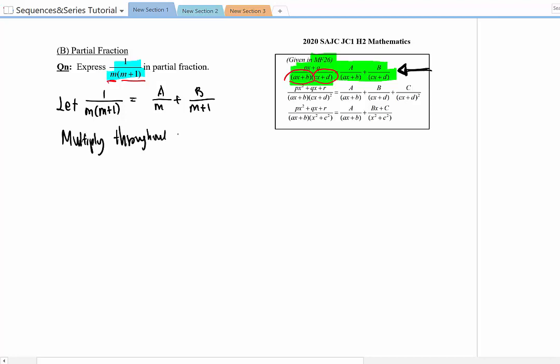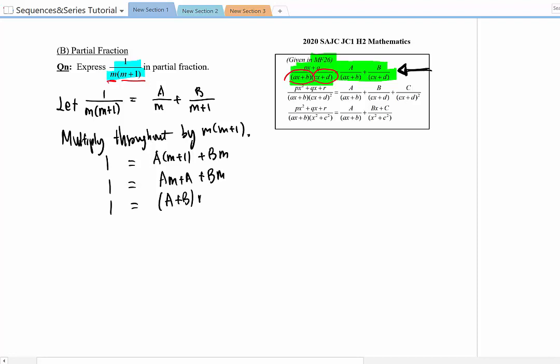by m(m + 1) to give us 1 is equals to A(m + 1) plus Bm. All right, and we can then write this to become Am plus A, so it's just expansion, plus Bm. We can group the like terms together, so we have (A + B)m plus A.